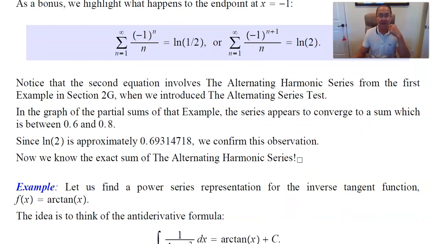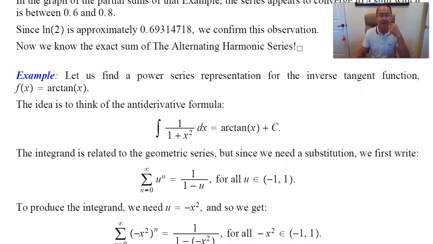Okay, I believe this is our last example for this section. We will now look at the arctan function. Something very different, not geometric, not logarithmic. We want arctan. So the basic idea is that the antiderivative of 1 over 1 plus x squared dx is the arctangent function, plus c, of course.